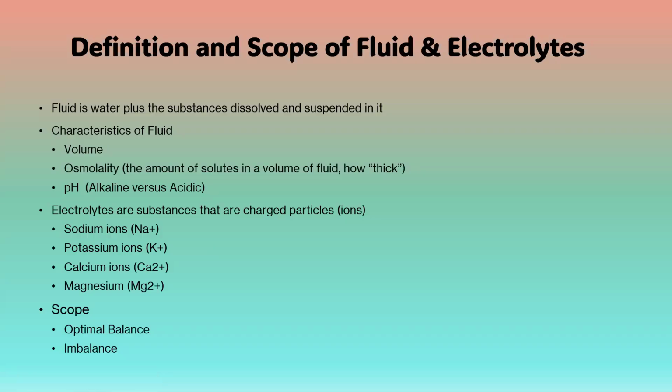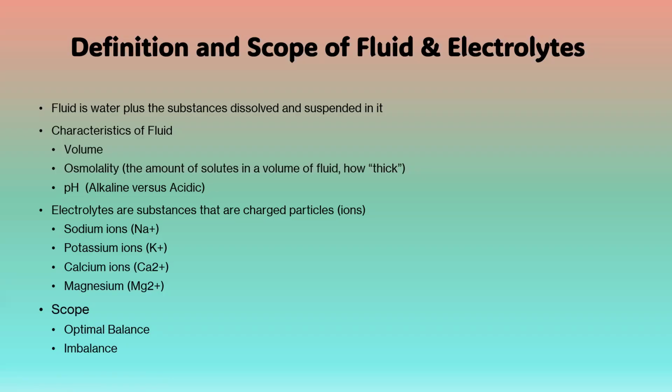Okay, the definition and scope of fluid and electrolytes. Fluid is the water plus the substances dissolved and suspended in it. That's our plasma that floats around in our system, in our blood, in our arteries and veins. It's going to have all types of solutes in it, or different types of ions and material. It's going to have our glucose. It's going to have our proteins and food substances, our white blood cells, our red blood cells, our platelets, and different things in there that make up its viscosity or osmolality.